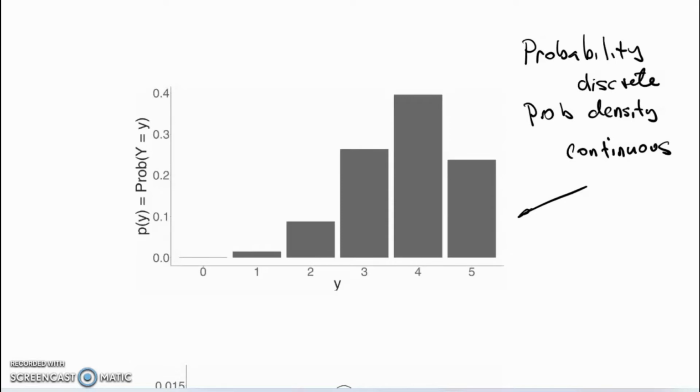It's from our sack with marbles experiment. And what we have here are all the possible outcomes, the number of red marbles. And what we have on the y-axis is the probability of getting that many red marbles.